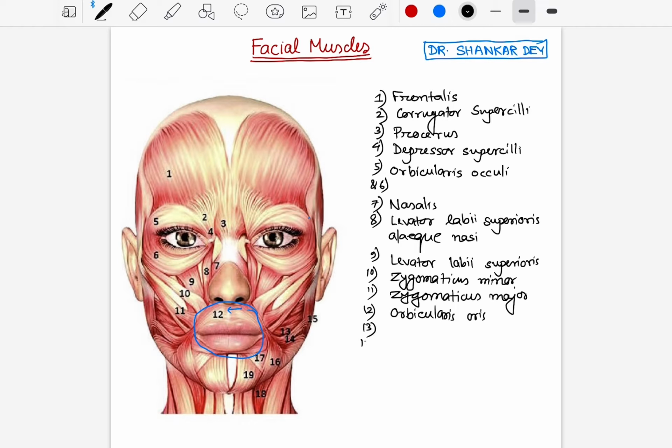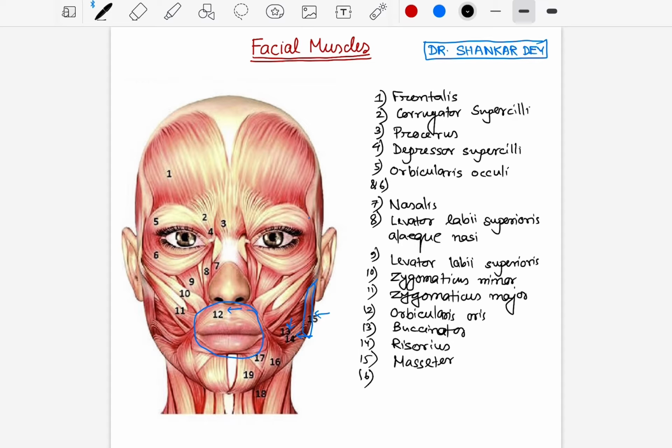Next, number 13, 14, 15. Here lie 13, 14, 15. What are these muscles? Number 13 is the buccinator, the cheek muscle. Number 14 is risorius muscle, responsible for dimpling. Number 15 is the masseter muscle, one of the muscles of mastication.